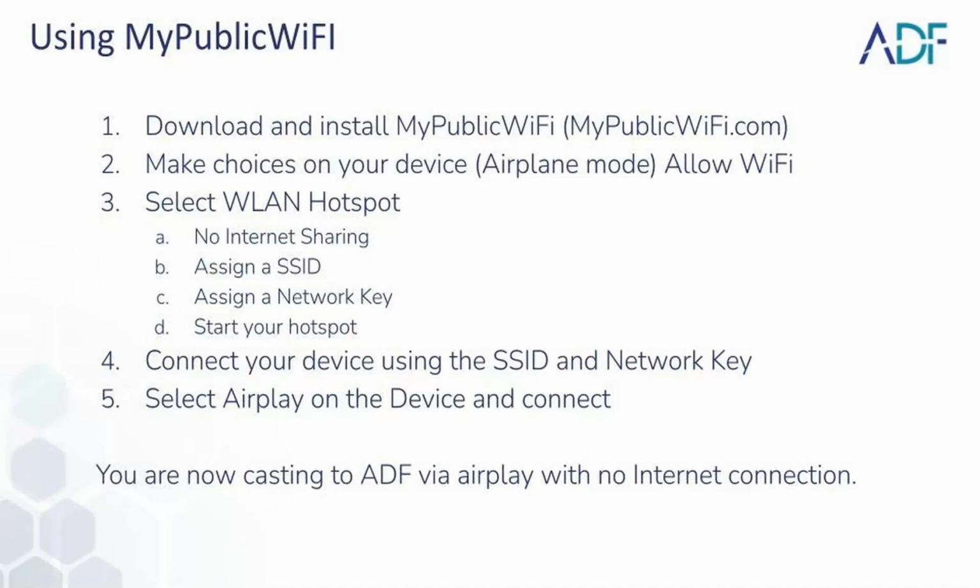You're going to make the choices on your device. That's the airplane mode. And you're going to allow the Wi-Fi through. On the My Public Wi-Fi app, you are going to select WLAN hotspot. I'll show you this here in a second. You're going to select no internet sharing. You're going to assign your own SSID or your wireless name so you can decipher it in your connection. You're going to assign a network key or a password to it so you can connect the device. And you're going to start your hotspot.